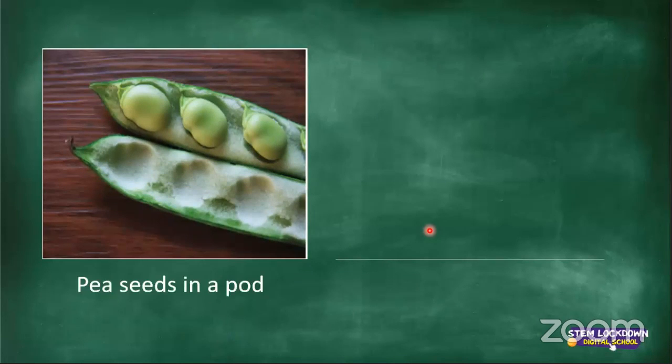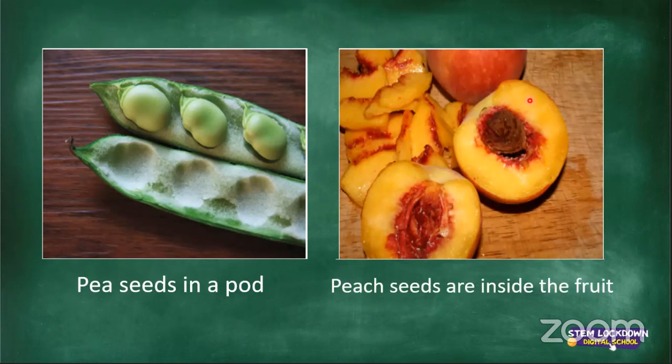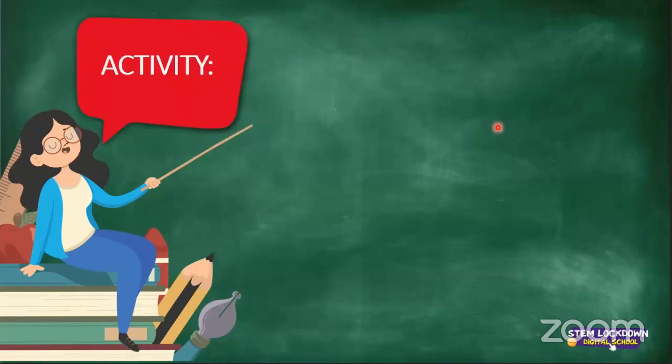And this one was what I spoke about, the pea seeds in a pod. And here we have the seeds that are inside of the fruit. And yes, everything else that you mentioned, the strawberries, the apple, will all have seeds inside. Okay.